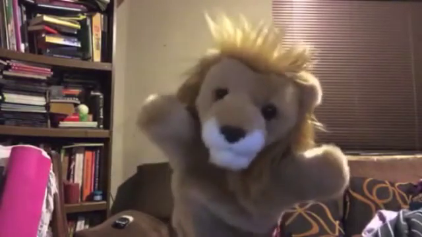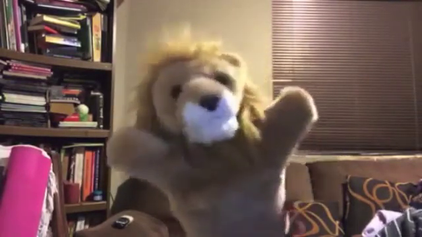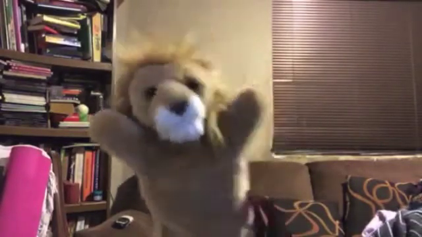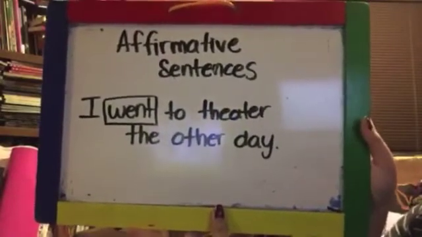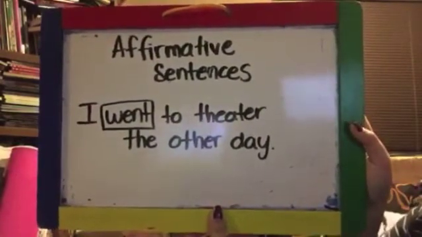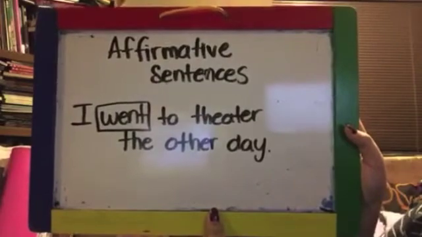Now we are going to the whiteboard to see how we form the simple past. So hang on a second. To form affirmative sentences, we have a subject, which is I.